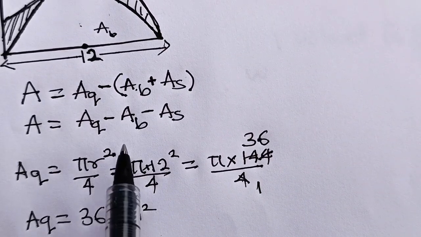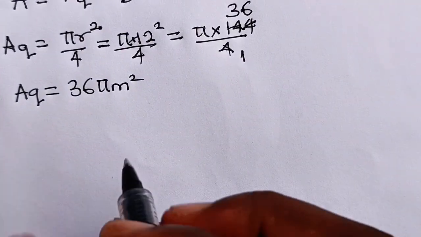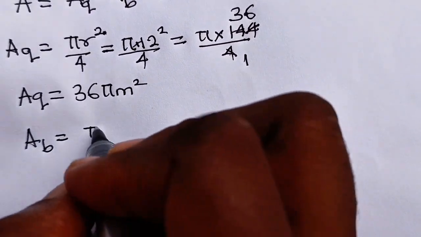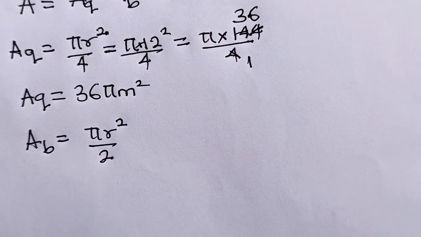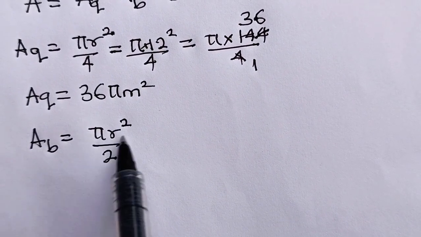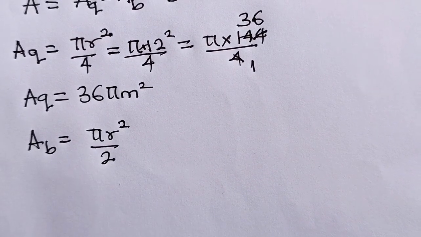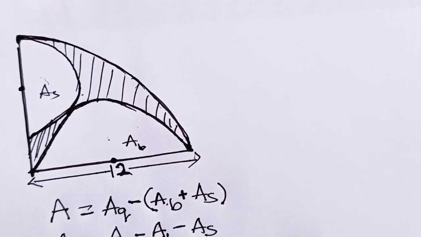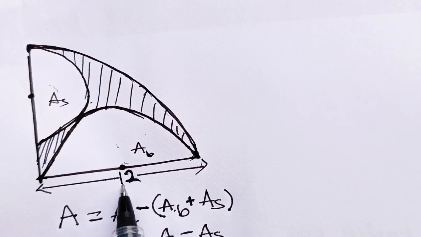Now let us find the area of the bigger semicircle. The area of the bigger semicircle should be equal to pi r squared divided by 2, since the semicircle is half of a circle, so we divide the area of a circle by 2. Now the radius of the bigger semicircle is from here to here, which is half of 12. That should be 6.